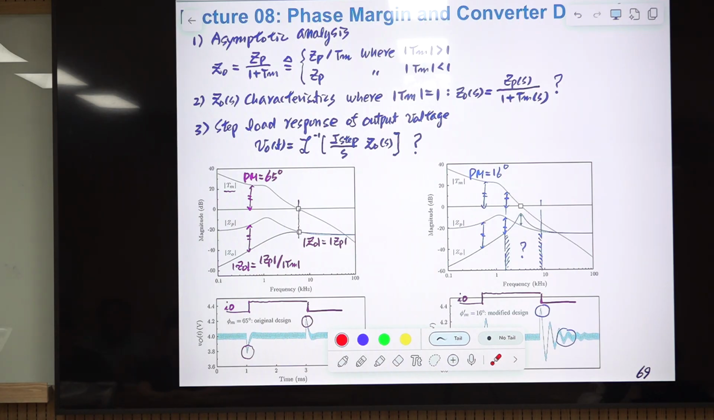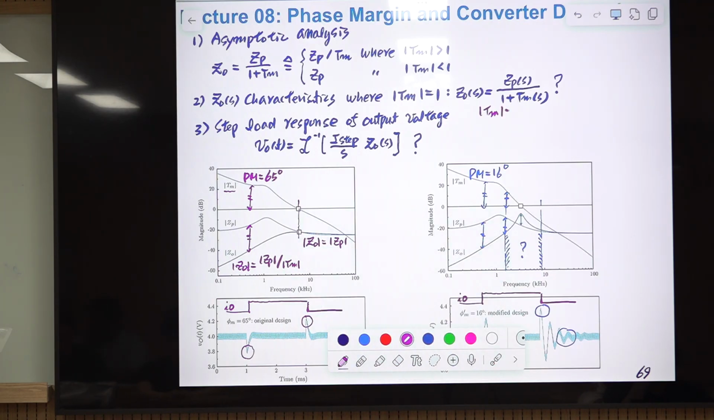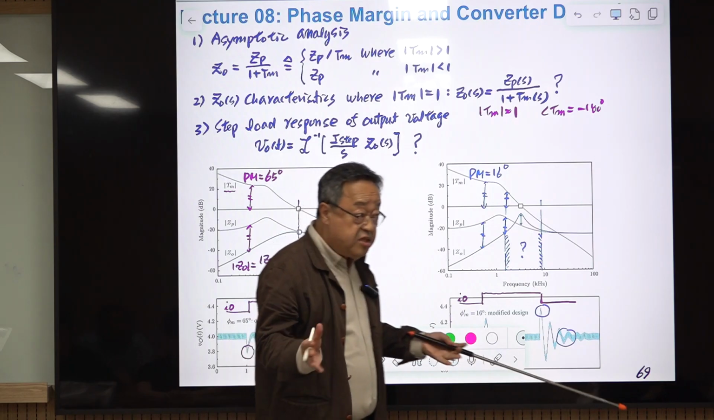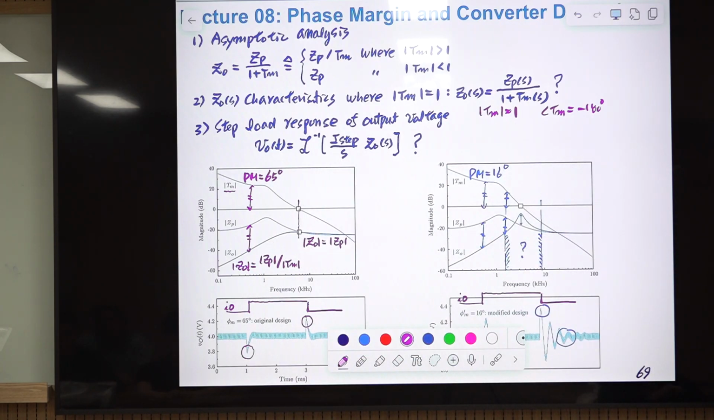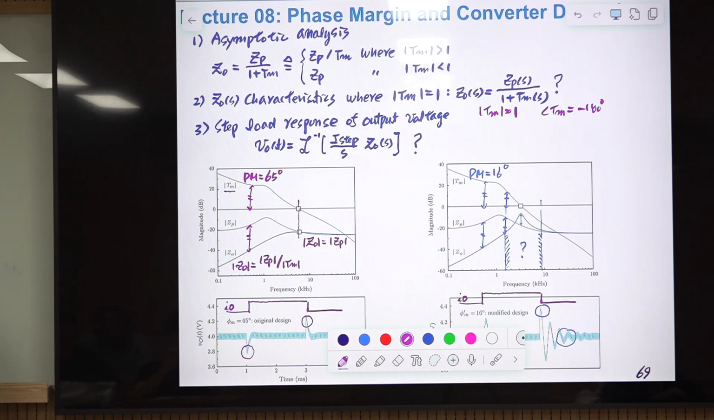The magnitude of this is 1. For example, Tm is 1, but the phase of Tm is minus 180 degrees. Then this one and this one are out of phase, so the denominator becomes 0 and the whole thing becomes infinity. So we have very sharp peaking, infinite peaking, theoretically. This is one extreme example, but we want to know what will happen if the phase margin is not sufficiently large. So that is one question.